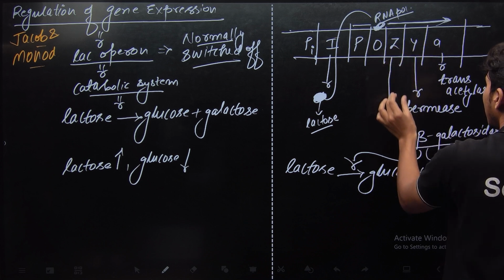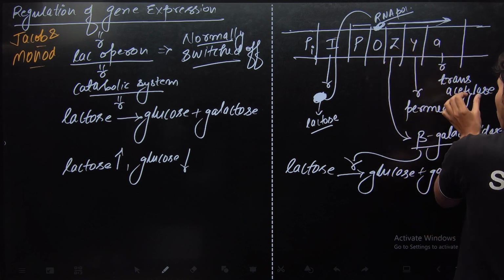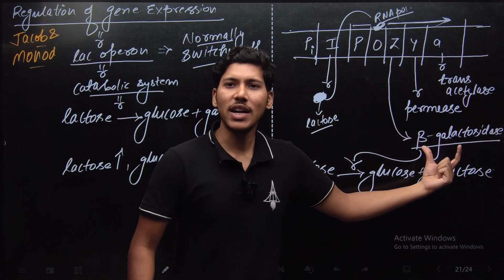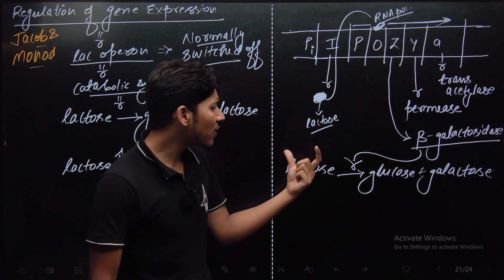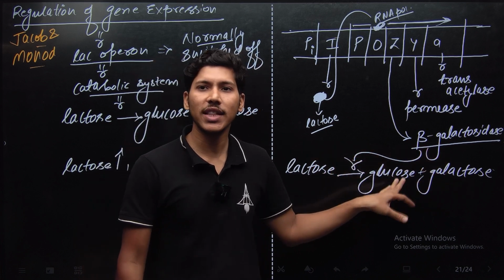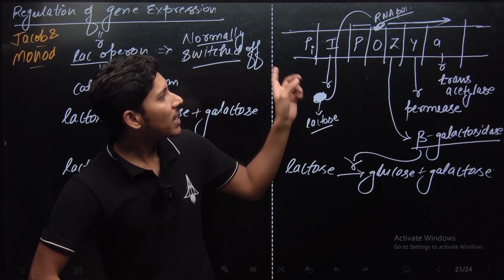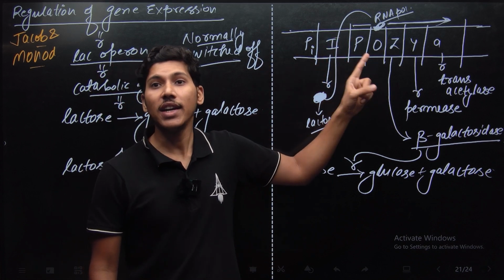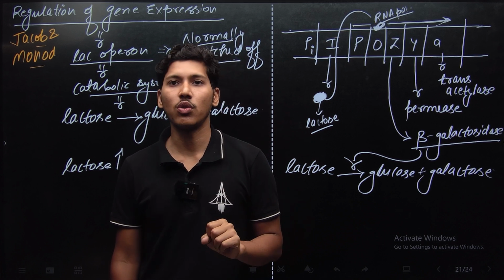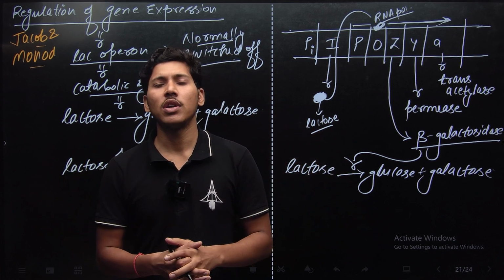This Z gene codes for beta-galactosidase, this Y gene codes for permease, and this A gene codes for trans-acetylase, out of which the beta-galactosidase gene is involved in the breakdown of lactose into glucose and galactose. Then this glucose will undergo the respiratory process. But this gene is only activated once the level of glucose goes down, because if glucose is present, then why do we need to break down lactose?